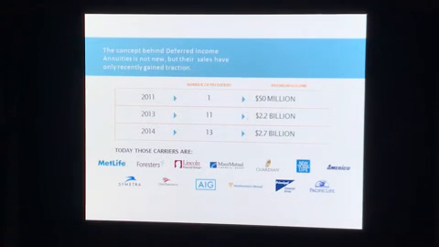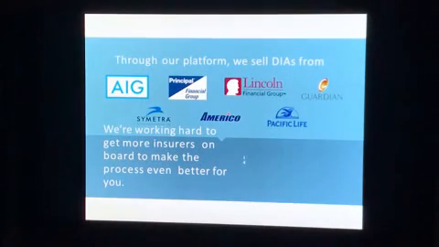In 2001, there was only one company providing the DIA, and its premium volume was around $50 million. In 2003, after 2 years, the number of providers increased to 11. And in 2014 it was 13, with a total volume of 2.7 billion US dollars. These are the important insurance companies who are providing the DIA facility.